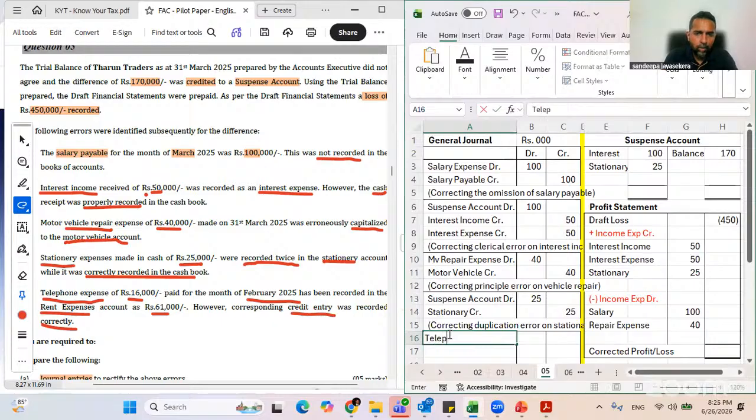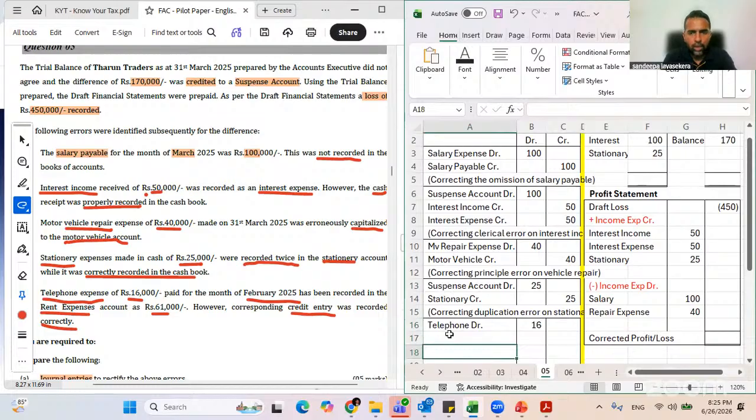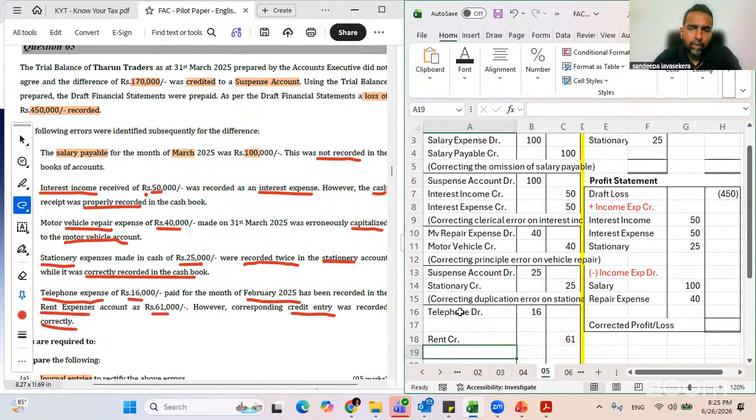First of all, we need to correctly record the telephone debit 16. Then we need to remove the rent. They have erroneously put that as 61. So we recorded the correct one, the telephone, and we removed the rent. In the difference, there's nothing else. Therefore, it will be recorded in the suspense, 45, the difference. 45 is the difference between these.